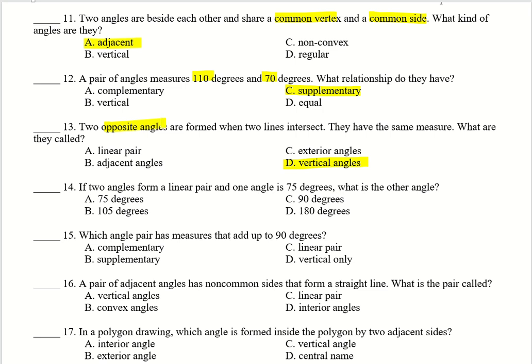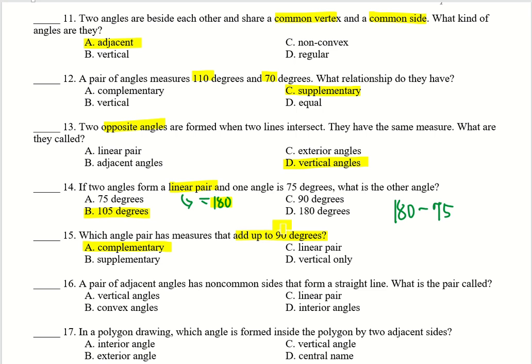Two opposite angles. Number 14, if two angles form a linear pair and one angle is 75 degrees, what is the other angle? A linear pair is supplementary, so it is equal to 180. Just subtract: 180 minus 75, that is 105 degrees, letter B. Number 15, which angle pair has measures that add up to 90 degrees? 90 degrees is complementary. Again, supplementary is 180, complementary is 90.